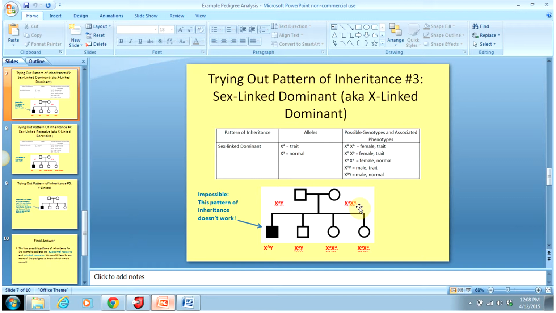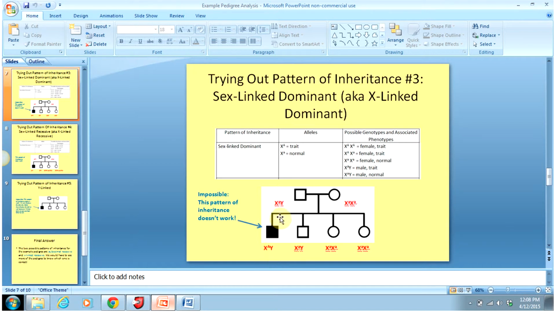So for this pattern of inheritance, any normal female has to have the genotype X little a X little a to be normal. So I'm going to fill that in for 1, 2, 3 females. Any male that is normal has to have the genotype X little a Y, so that would be this male and this male. And this male right here, because he shows the trait, has to have the genotype X big A Y. Now that's a problem.